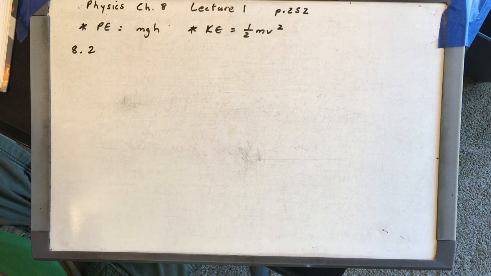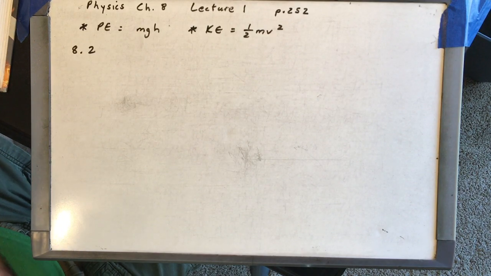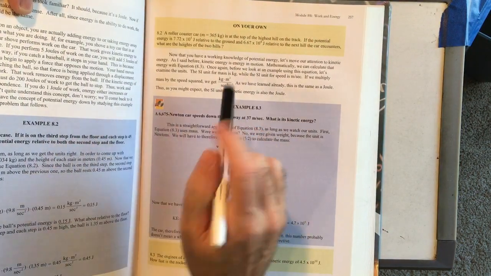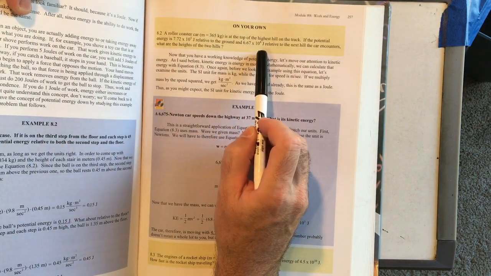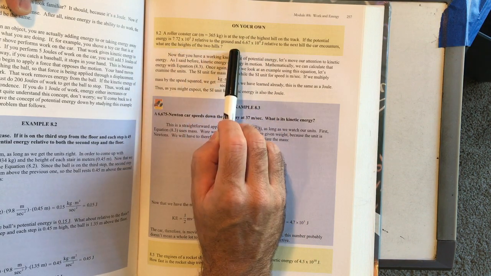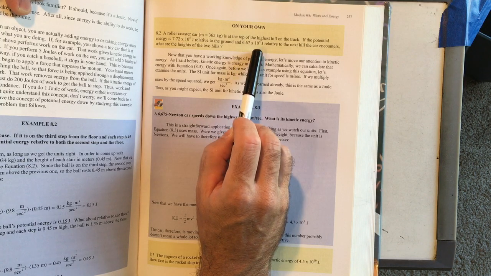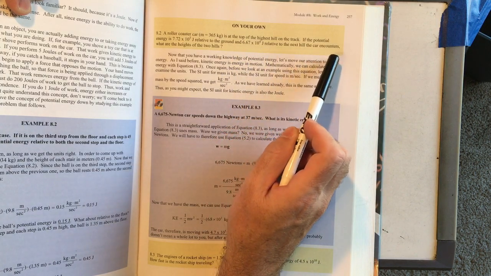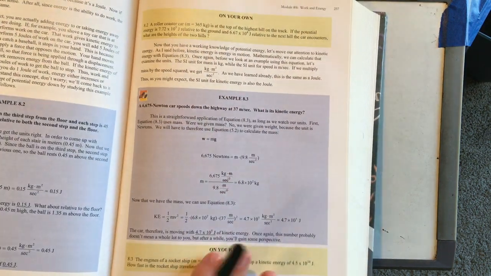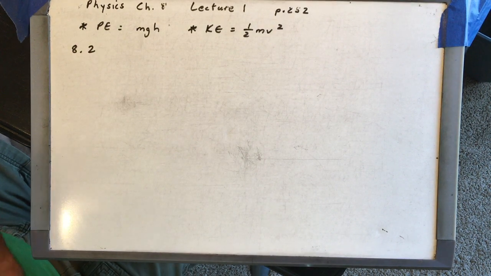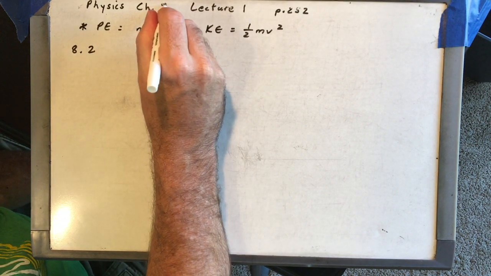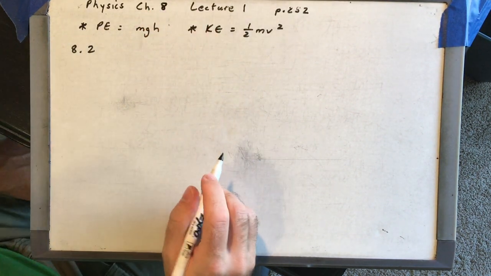So 8.2 is on the top of page 257. It says a roller coaster car is at the top of the highest hill on the track. If the potential energy is 7.72 times 10 to the 5th joules relative to the ground, and 6.67 times 10 to the 4th joules relative to the next hill the car encounters, what are the heights of the two hills? This problem is illustrating that for potential energy, the height is relative to whatever position you are analyzing.